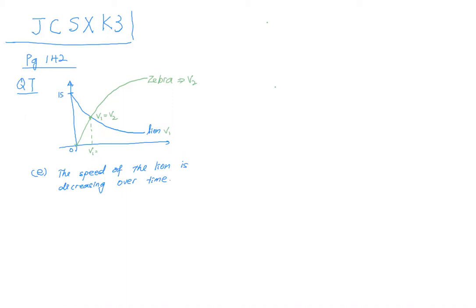So if I name this T1, but the speed of the zebra is increasing over time, am I right? So from T equal to 0 to T1, whereby they have the same speed, okay?